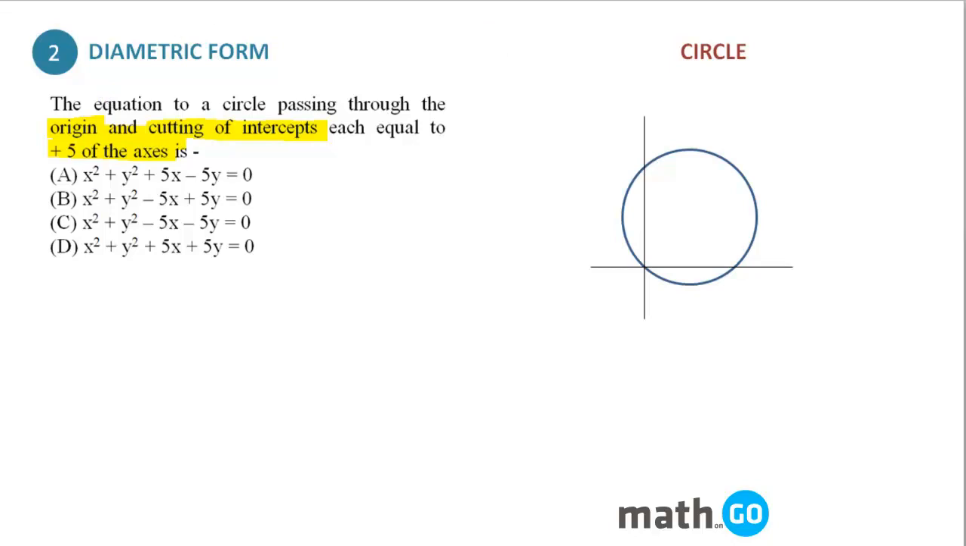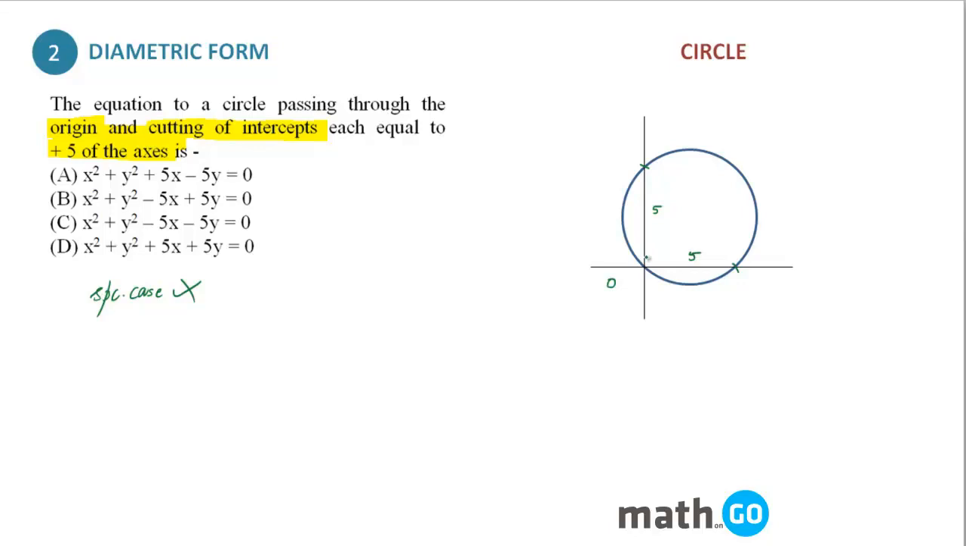Something of this type is given to you, that the circle passes through the origin, so this is the point O, and it leaves an intercept of 5 units on both the x-axis and y-axis. Don't worry if you are not clear about intercepts, I'll talk about intercepts in the later half. Alright, so now you need to find the equation of these kinds of circles. The students who have done special cases of circles try to do this question by using special cases. But I have taken this particular question in the diametric form because you do not have to apply even special cases here. Let's see how we solve this.